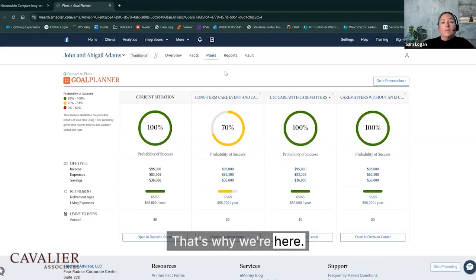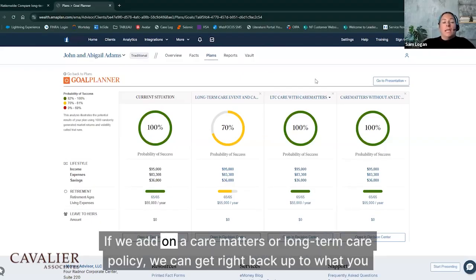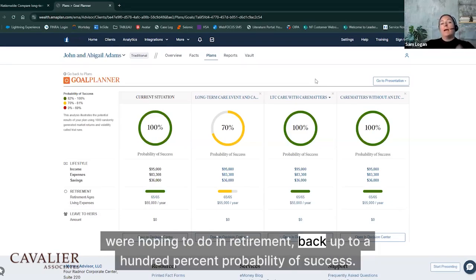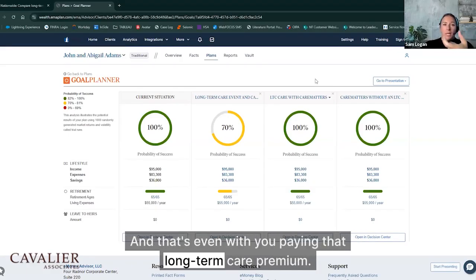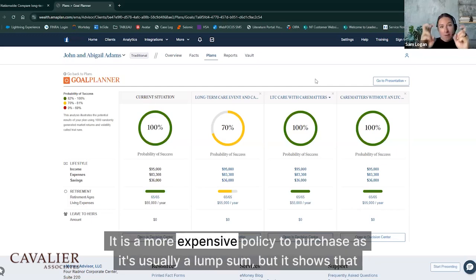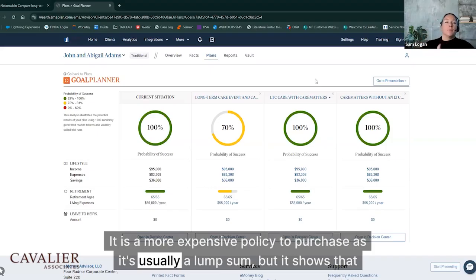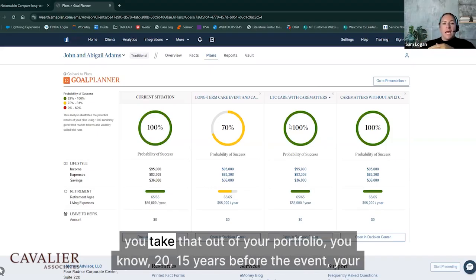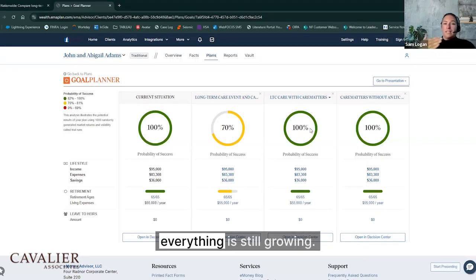But that's okay. That's why we're here. That's why we're having this discussion. That's why I'm showing you. If we add on a Care Matters long-term care policy, we can get right back up to what you were hoping to do in retirement, back up to 100% probability of success. And that's even with you paying that long-term care premium. That's what trips up a lot of people: they tend to be single premium, short pay. It is a more expensive policy to purchase as it's usually a lump sum, but it shows that you take that out of your portfolio 15 or 20 years before the event, and everything is still growing.